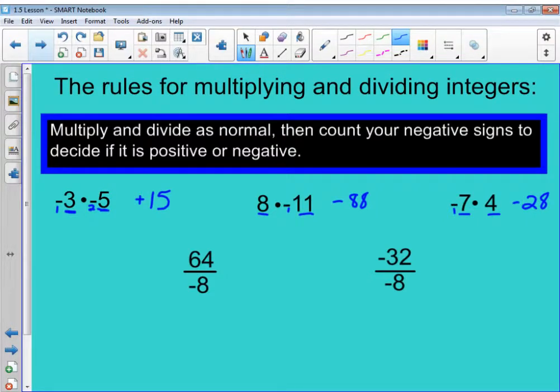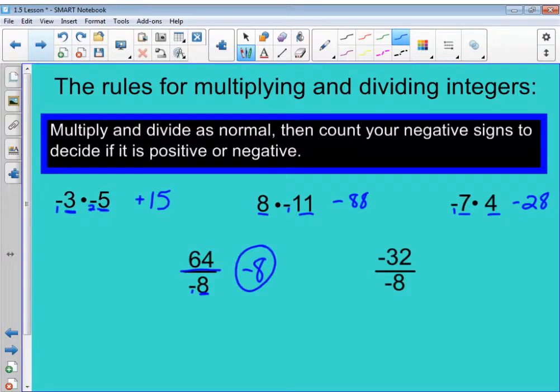We're going to use that same concept when we divide integers. So here we just want to think, what is 64 divided by 8? 64 divided by 8 is going to give us 8. Now we count our negative signs. There's 1, so it makes our answer a negative 8.